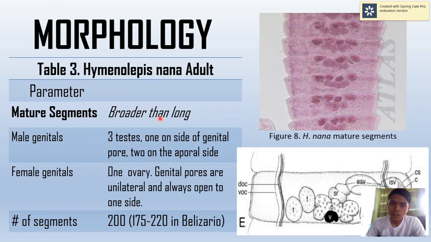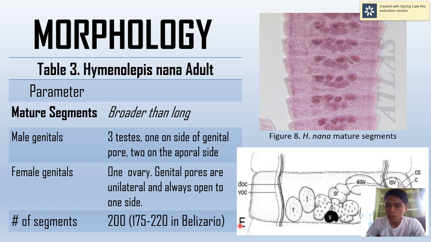So the mature segment, just like all other cestodes, has a complete set of male and female reproductive systems. For the male reproductive system, there are 3 testes, and in between those 3 testes is the female genital, which is the ovary. There is only 1 ovary for each proglottid. So this male and female reproductive system is composed in just one proglottid or segment. So one segment is 1 unit composed of 3 testes and 1 ovary. And of these 3 testes, 1 is on the side of the genital pore and 2 on the upper side.